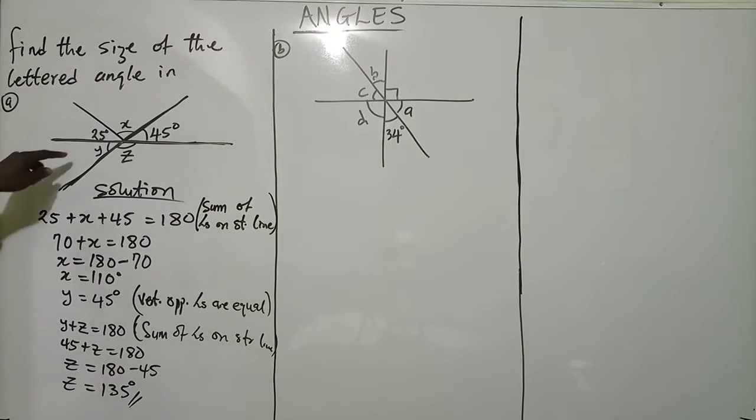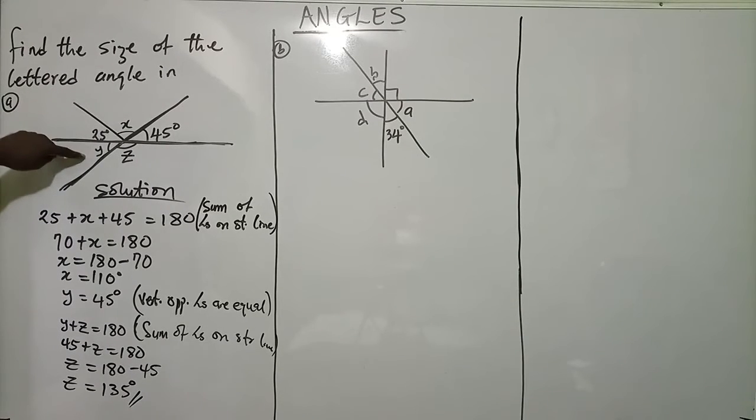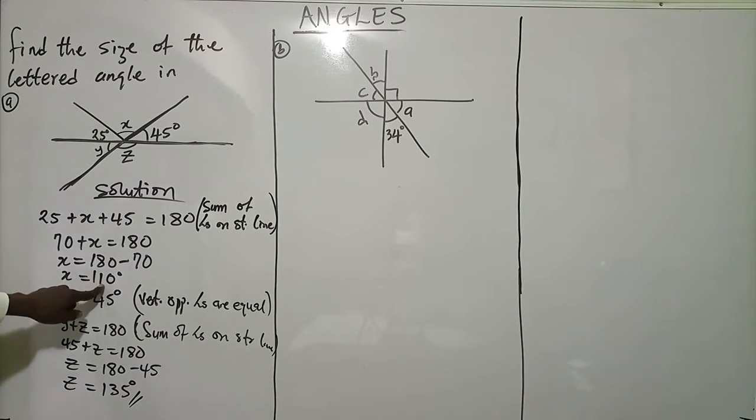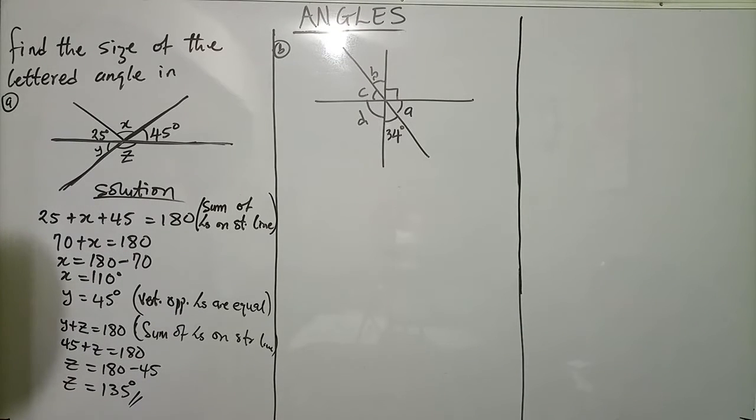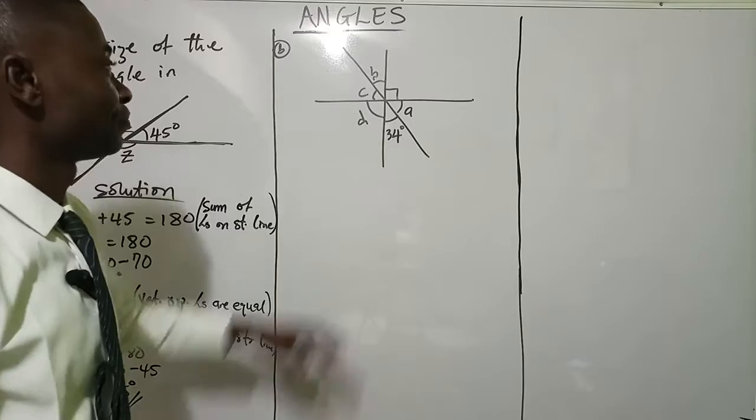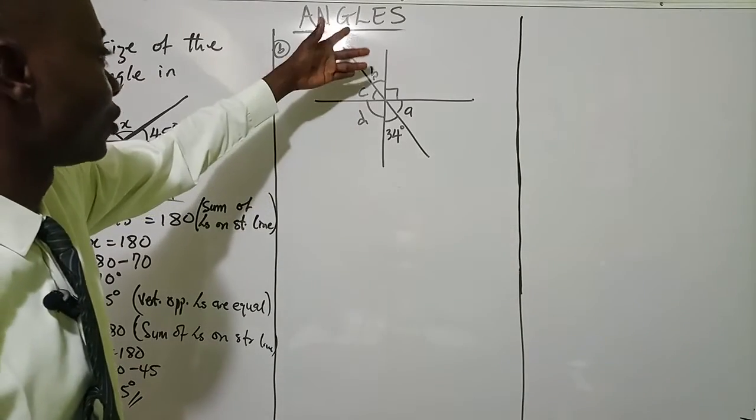So we have successfully found the values of x, y, and z. x is 110, y is 45, and z is 135 degrees. When you add 135 plus 45 degrees, it will give us 180 degrees.